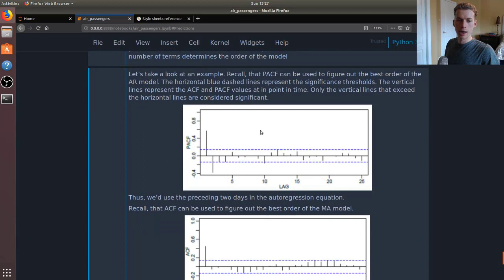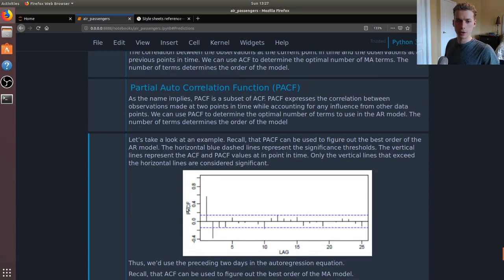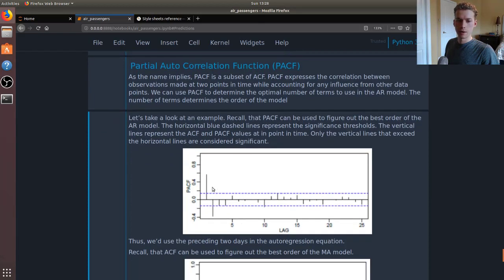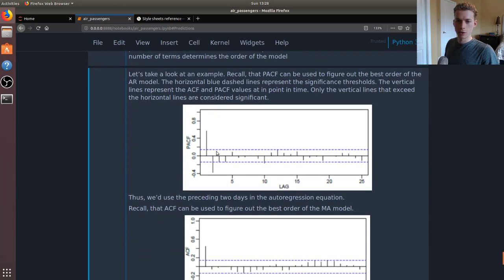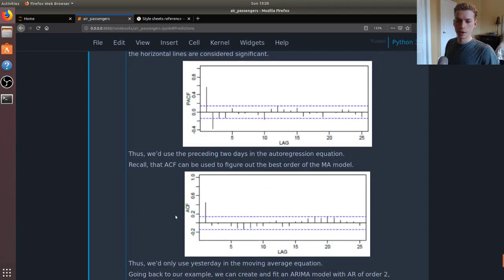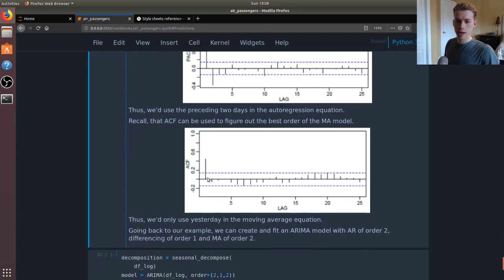Right here, I have a graph of our partial autocorrelation function. And you can see these horizontal blue dashed lines are the significance thresholds, and then the vertical lines are the PACF values. Since only 2 values exceed our threshold, we'd want to use 2 terms in our autoregressive equation. If I had a graph of ACF, you can see here that we only have 1 value that exceeds our threshold, and so we would only include 1 term, which is yesterday, in our moving average equation.